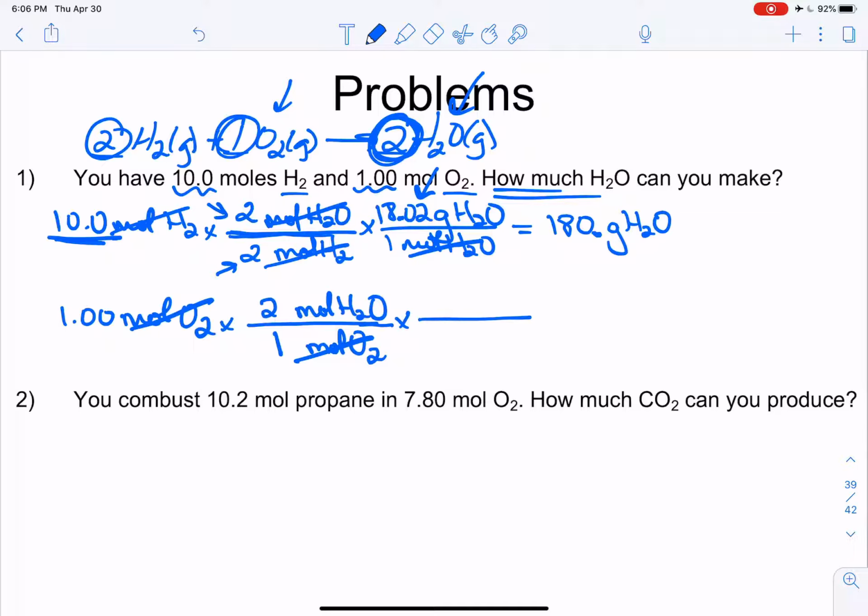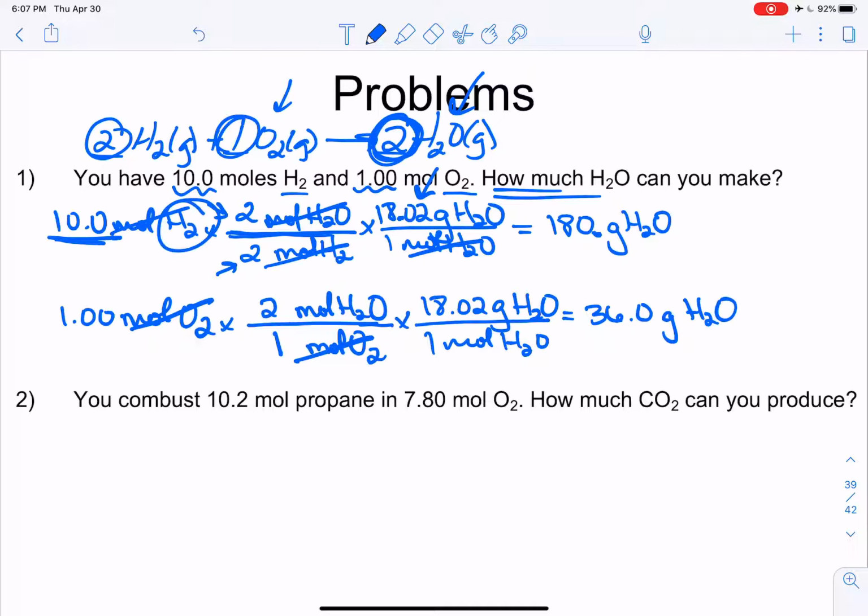And like we did in the above equation, we need to get to grams of H2O. So we're going to do 1 mole of H2O has a mass of 18.02 grams. And that's going to give us 36.0 grams of water.